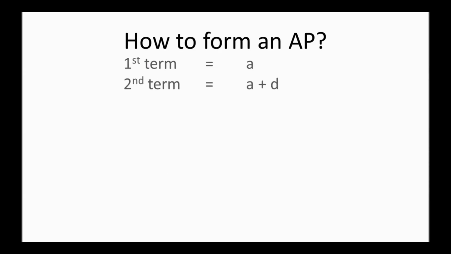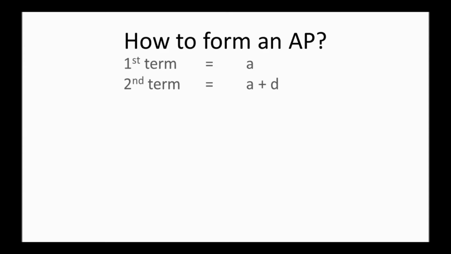Let's try to generalize the formula to find the nth term of an arithmetic progression without finding the previous terms. It means if I want to find the 100th term of an arithmetic progression, is there any way so that I can find the 100th term directly without actually finding the first 99 terms? Let us try to find it out. How to form an arithmetic progression?